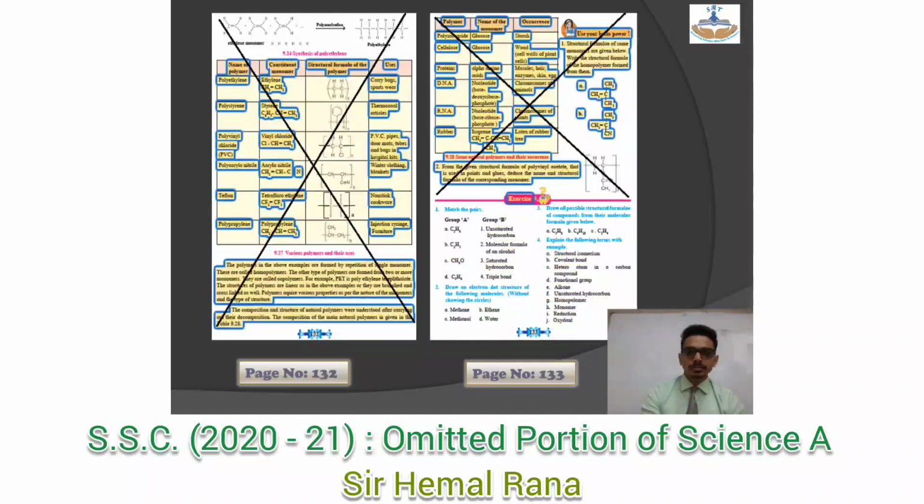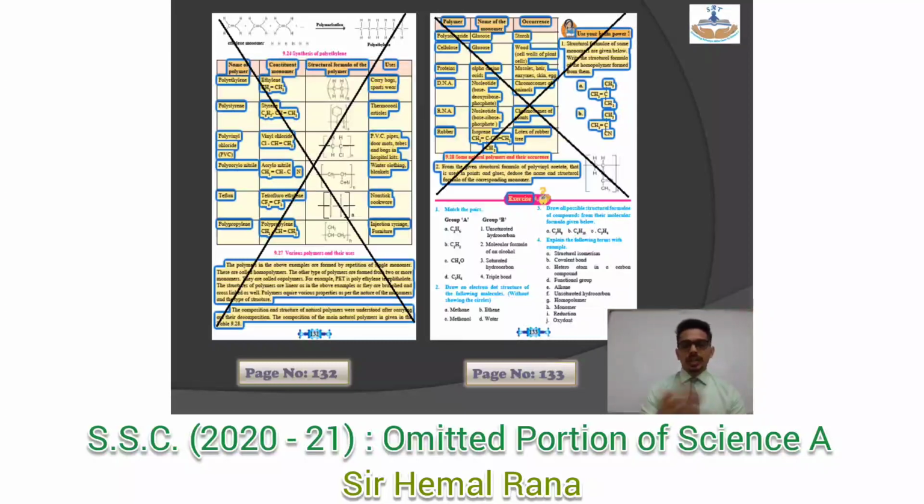Then come to page 132. On page 132, we do not have this entire table. That entire page has been omitted. On page 133, we do not have the last part as well. So this part has been omitted.